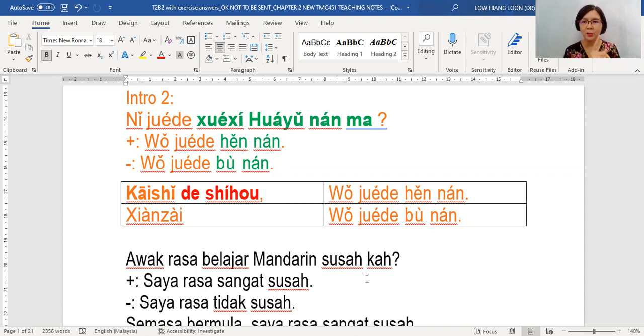Now, 老师 asks you to explain a bit. Okay, now, CS student, can you explain? Awak rasa belajar Mandarin susah ke? Okay, you answer. Saya rasa... Saya rasa tak susah. No, you follow. Sangat susah. And then next one. Saya rasa sangat susah. Dan saya rasa tak susah. So everybody, I also hope you understand. One is very difficult, the other not difficult.